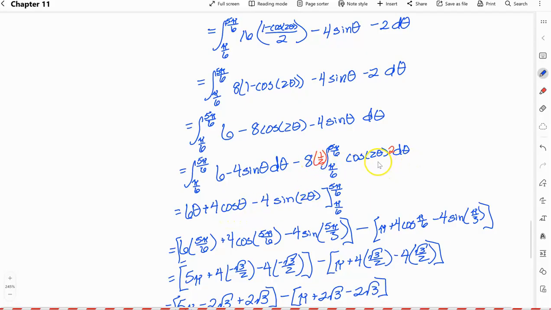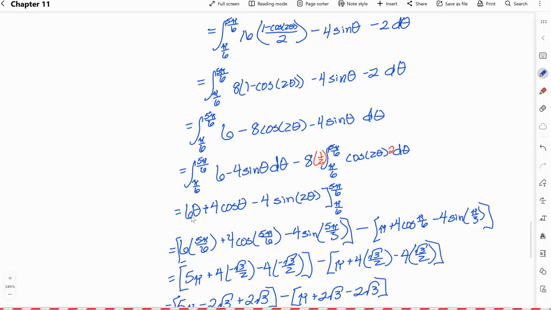And then I've got to do a u substitution. My u for cosine of 2 theta is 2 theta. So du is 2 d theta. I needed 2, so I can multiply a 2 in if I compensate by a 1/2. So that I'm really multiplying by a well-chosen 1. So now I'm going to have a -4 on the outside. And when I integrate cosine of u, I'm going to get sine of u. So I've got 6 theta plus 4 cosine of theta minus 4 sine of 2 theta.